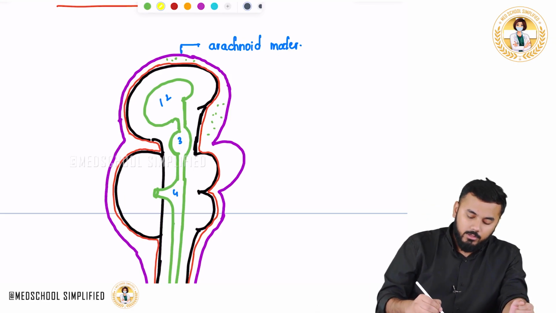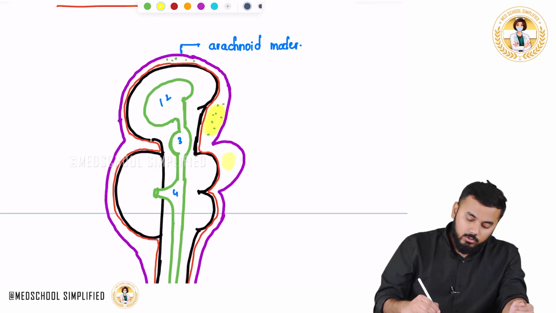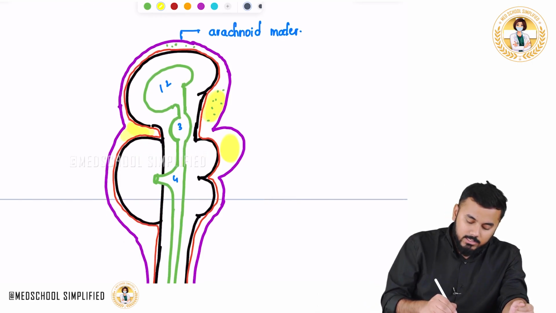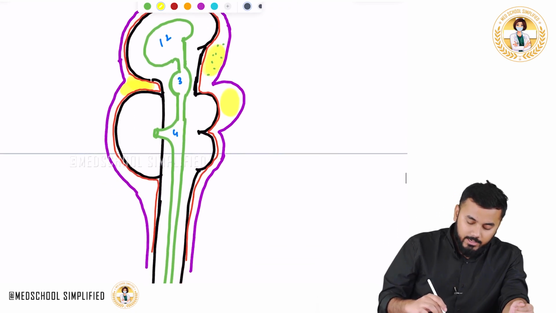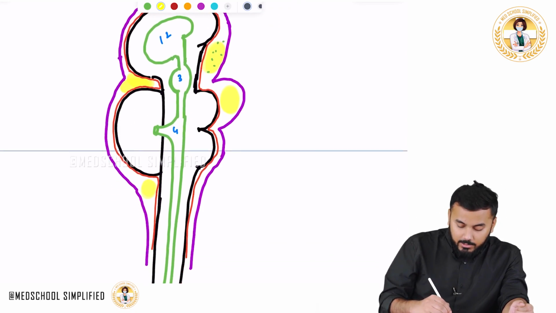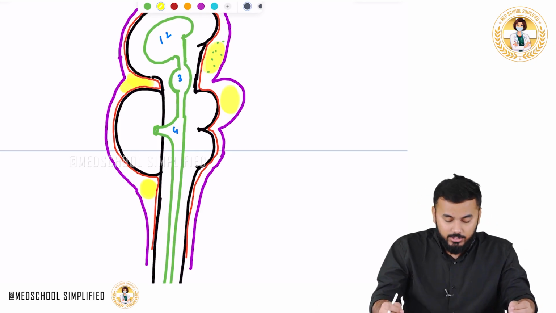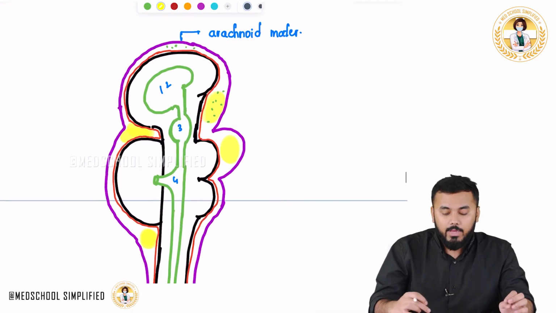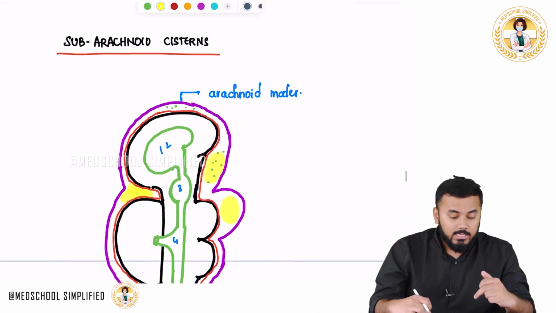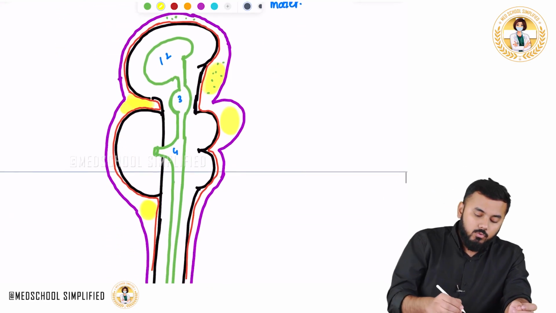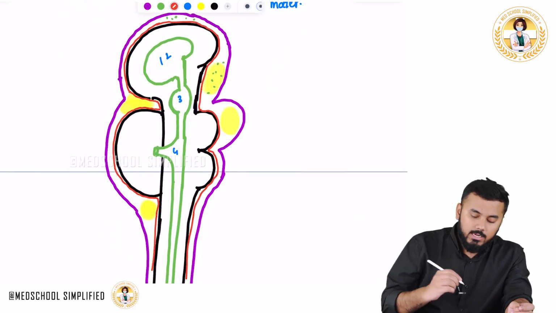For example, at this location the subarachnoid space is more. And here also, just in front of the pons, the subarachnoid space is a little bit more. Next, here also can you see that the subarachnoid space is more. And finally, here just beneath the cerebellum, the subarachnoid space is a little bit enlarged, right? These enlarged subarachnoid spaces are called subarachnoid cisterns. Each one has its own name. What are the different names? We shall discuss it right now.